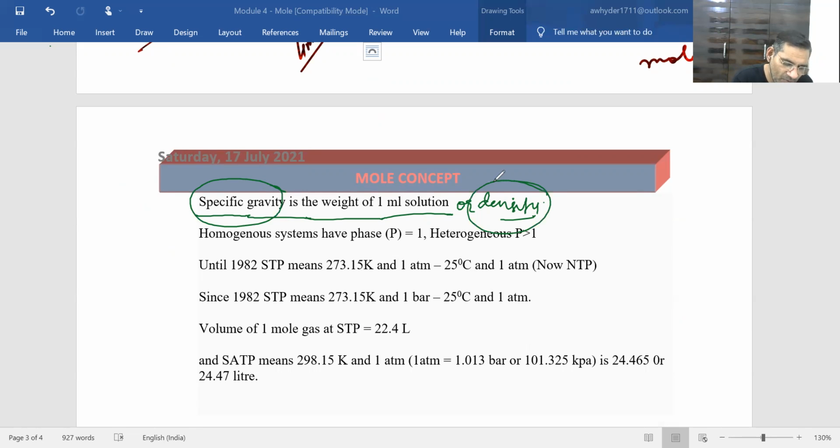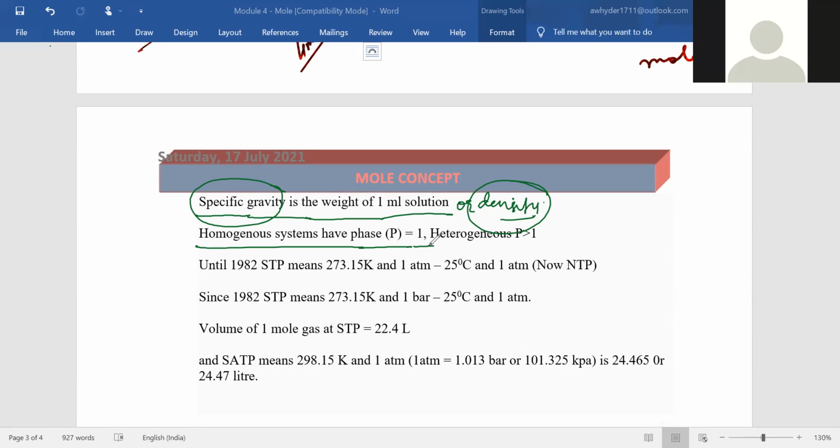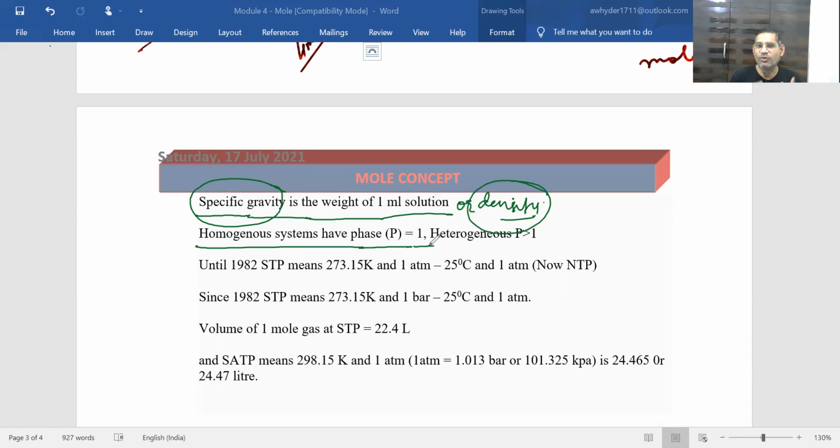Just remember this point. A homogeneous system has only one phase, like sugar in water. Can you see where sugar is and where water is? No, that is one phase. And if a stone and water are there, then you can see where stones are and where water is. That is a two phase system, that is a heterogeneous system. So if only one phase is there, if you can't distinguish them, then it is homogeneous. And if it is distinguishable, you can say, see, this is a stone, this is water, then it is called heterogeneous, because more than one phase is involved.